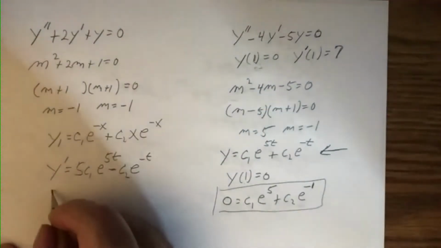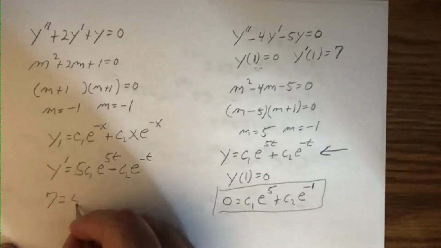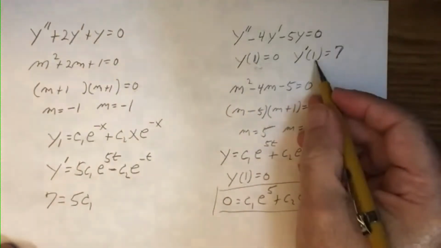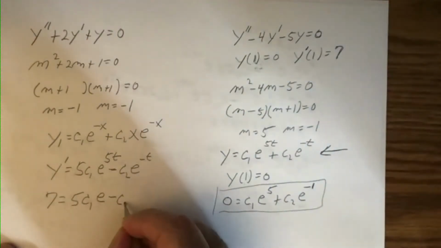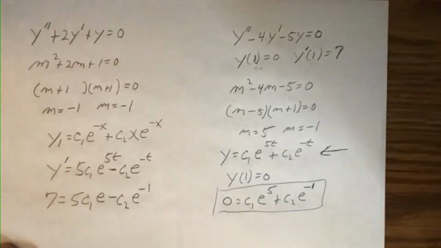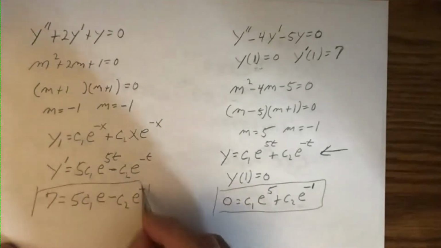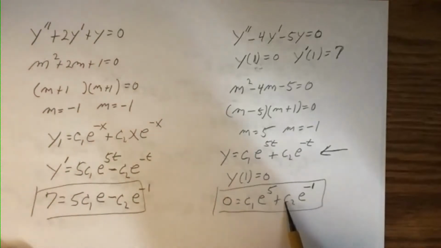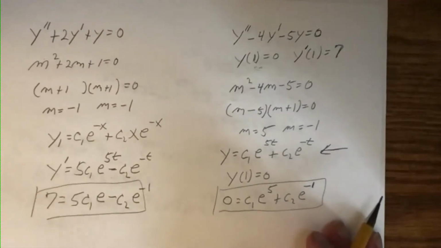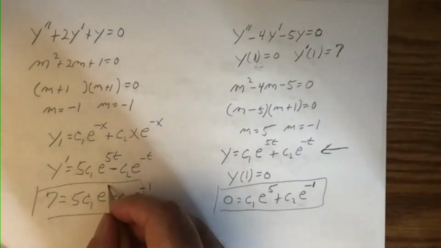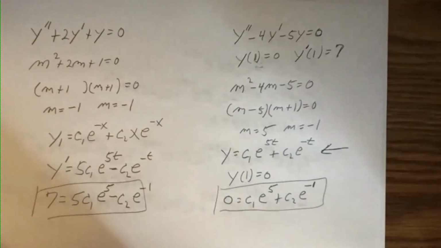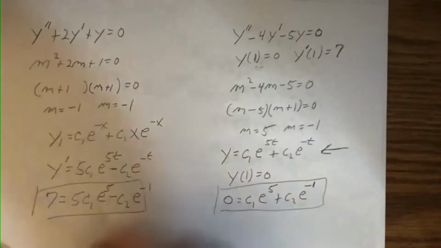So now this is going to tell me that 7 is equal to 5c1, and I'm putting 1 in here again. So this is e to the 5th minus c2 e to the minus 1, right? So I have two equations with two unknowns. Is this 5c1 e to the 5th? Oh, you're talking about right there. Very good, thank you. That's right. Yeah, I forgot the 5.